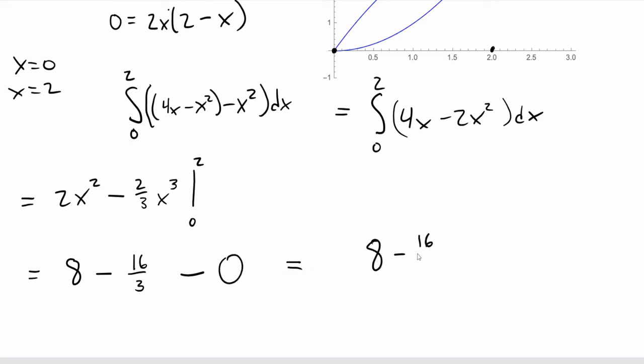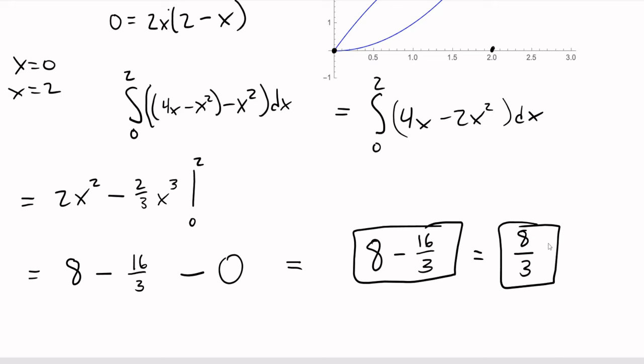8 minus 16 thirds, which we could plug into the calculator, or we could combine into one fraction, which actually would not be that hard to do, right? So 3 times 8 is 24, so this is just 8 thirds. So hopefully that's not too bad to mess around with. Let's see what's going on.